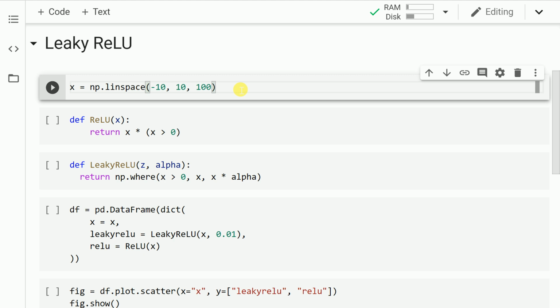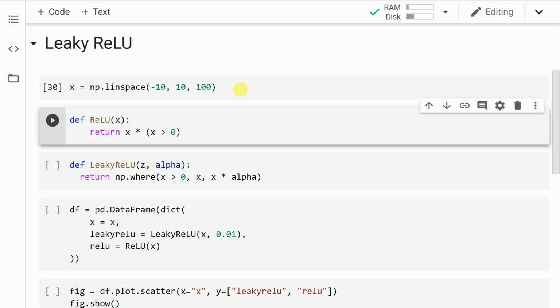Before I jump on to explain what leaky ReLU does differently as compared to the normal ReLU function, let's generate 100 values between the range of -10 to 10. Let me run the cell. I've directly copied the ReLU function from the previous video. So let me run the cell to import the ReLU function.